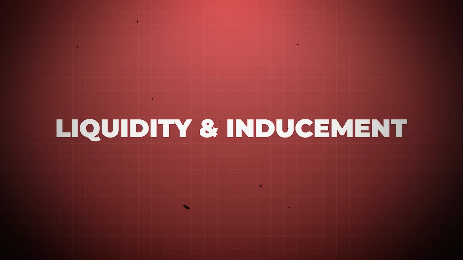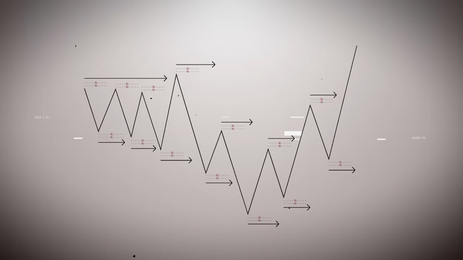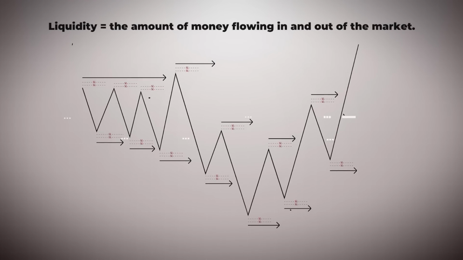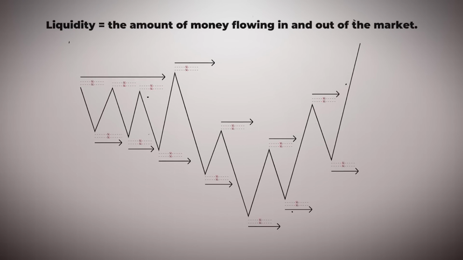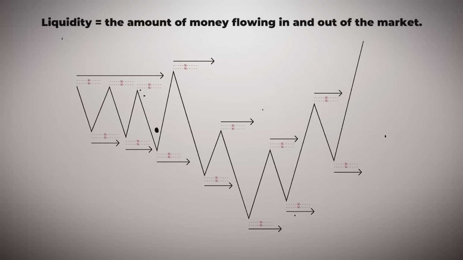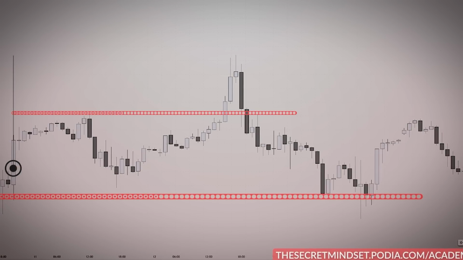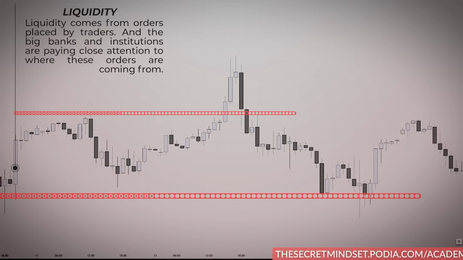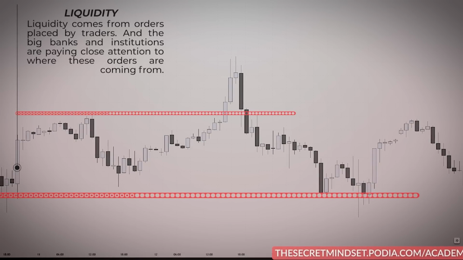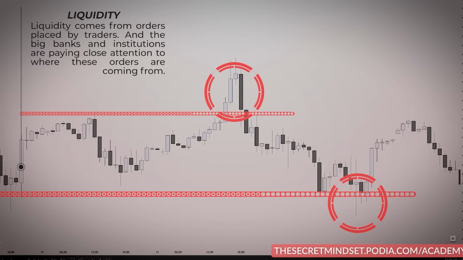Next, we need to talk about liquidity and inducement. In simple terms, liquidity is just another word for money. Liquidity refers to the amount of money flowing in and out of the market. Now, where does this money come from? It comes from orders placed by traders. And the big banks and institutions are paying close attention to where these orders are coming from.